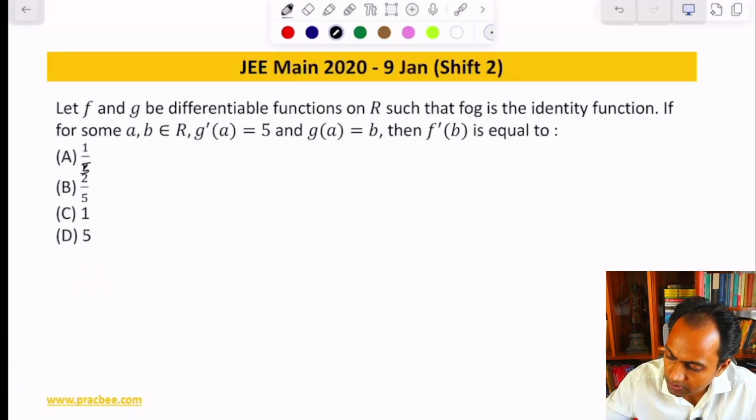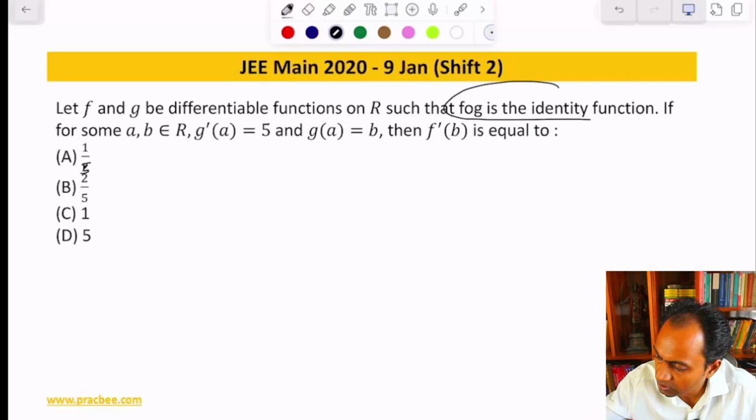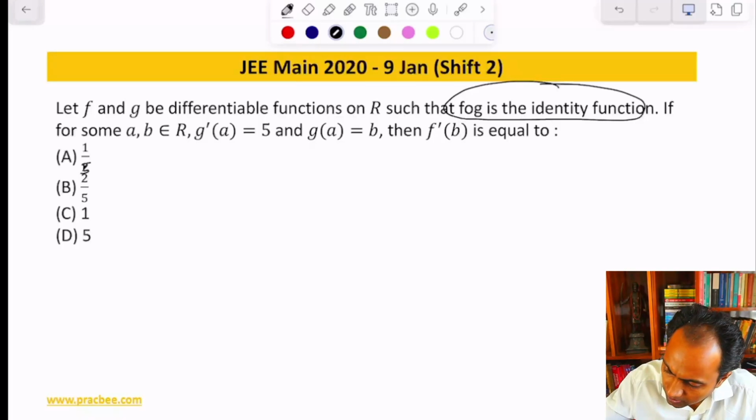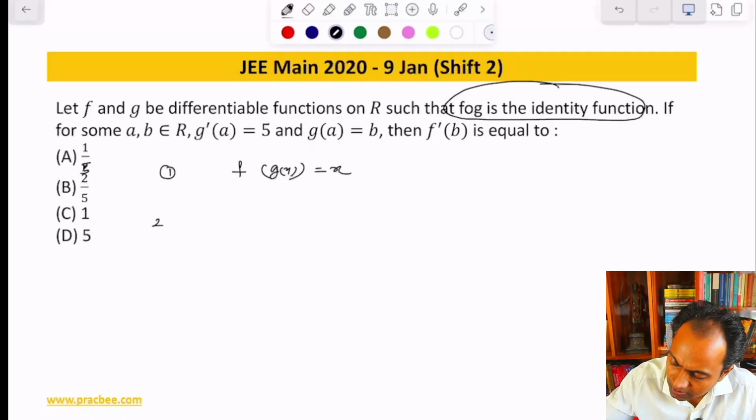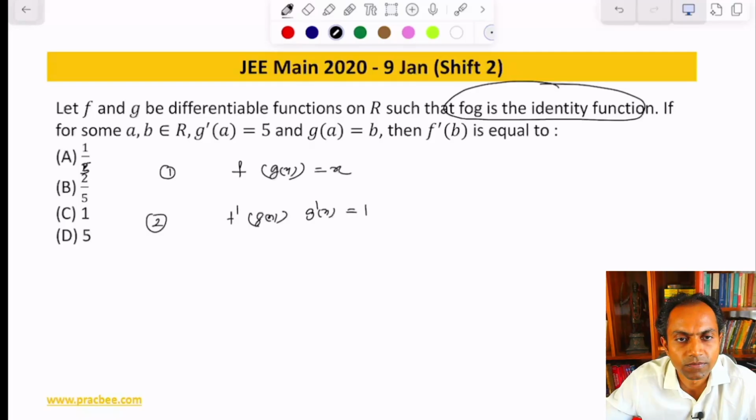Now here what is given is f and g are identity functions. fog is an identity function, that would mean f and g are inverse. So if I write f of g of x, what they are saying is this is equal to x. In the second step, if I differentiate this, this will become f dash of g of x into g dash of x, and right hand side differentiation becomes 1.